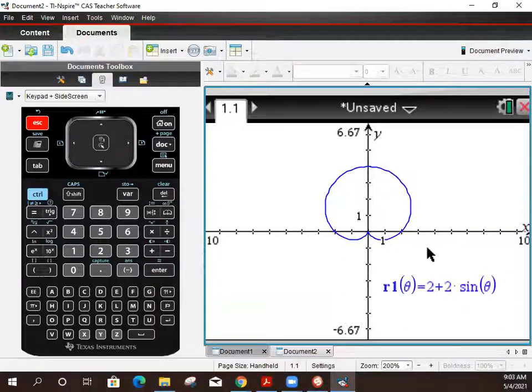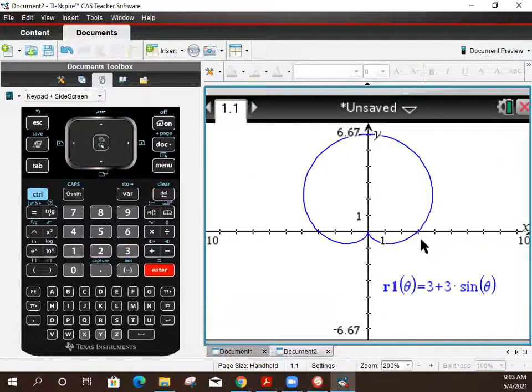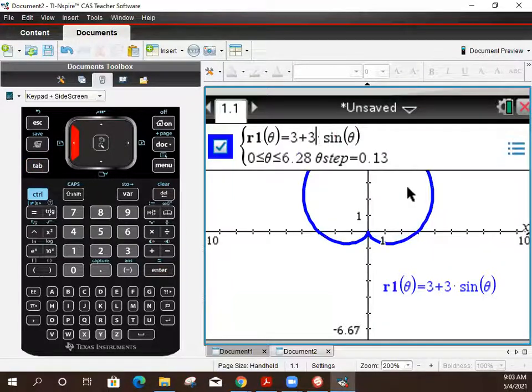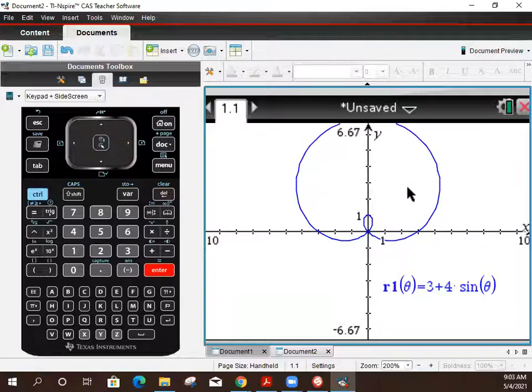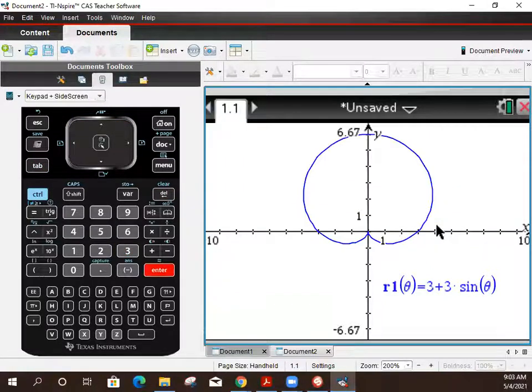So the 2 will tell us where 2 of our special points are, how far away they are from the pole. If I change this to 3 plus 3 sine theta, now those special points would be 3 units away from the pole, and the other ones would be 6. Now, just for fun, let's say we made these numbers different, a 3 and a 4. Now it's no longer a cardioid. It's got this little loop over there, and that's pretty cool, but it's not something that we're going to graph. So cardioids for us will always be in the form where it's a plus or minus a times sine. All right.